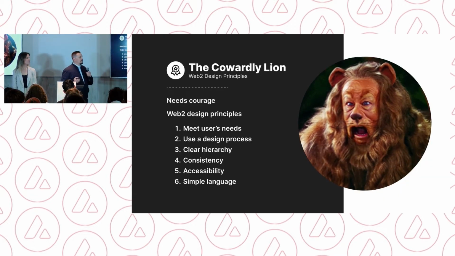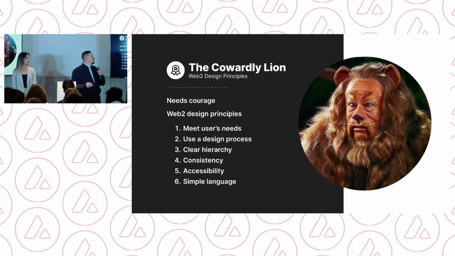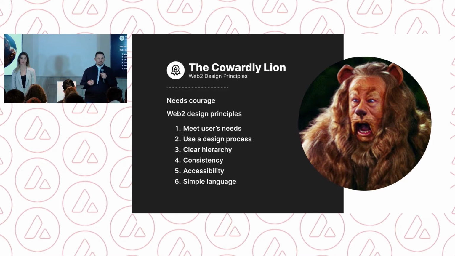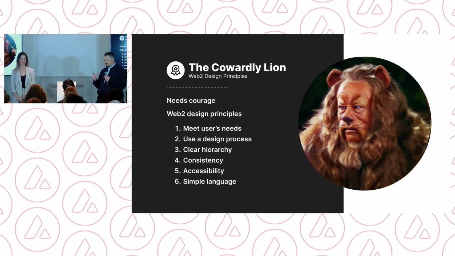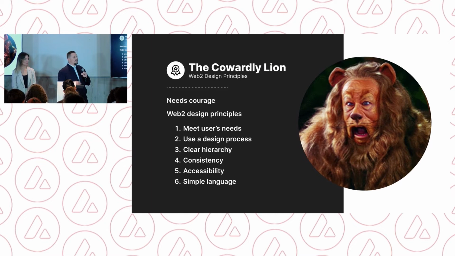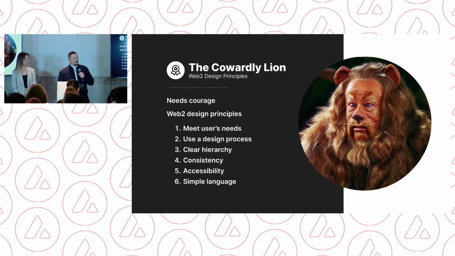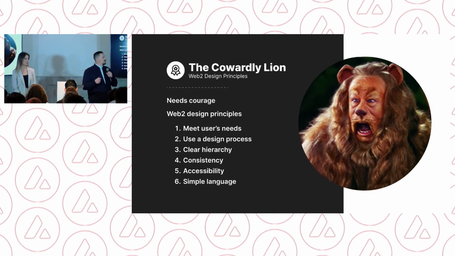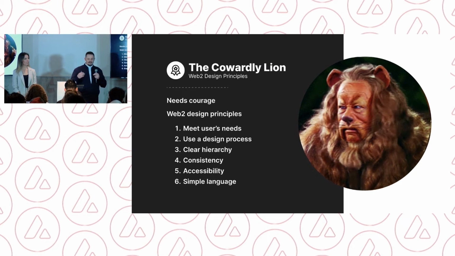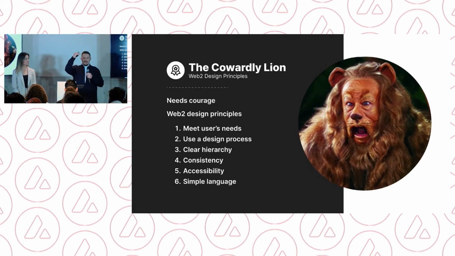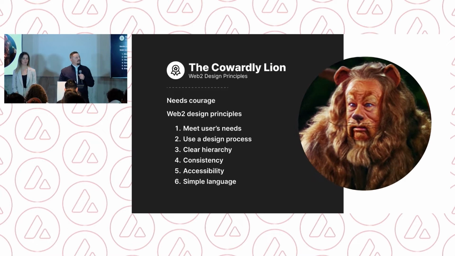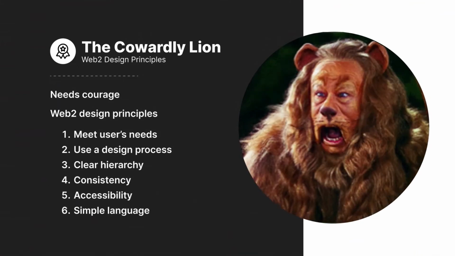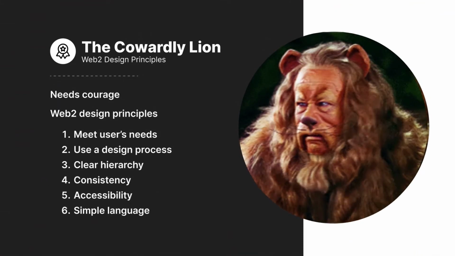The final companion that they meet on the journey, if you remember, is the Cowardly Lion, right? And for the Cowardly Lion, we compare this to those Web 2 design principles that I talked about. These are safe, proven methods that we base our entire design system on, right? These are things like meeting users' actual needs, like knowing what problems we're solving and meeting those needs. This is also using a design process, right? Having clear hierarchies so that people can navigate easily, being consistent throughout the entire experience, thinking about accessibility and using simple language like Julia mentioned.